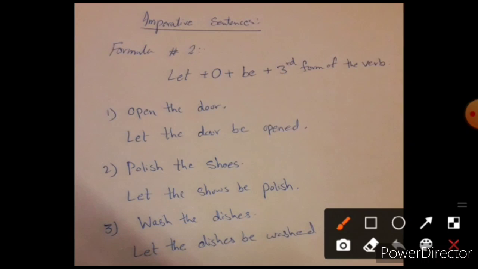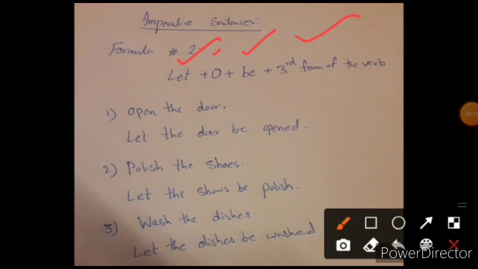Imperative sentences are those sentences in which you give a command or you make a request. I have written sentences which only have a command, so that you should understand this quite clearly. That's why I have not used the request ones, but inshallah in an upcoming video I will also explain that. So formula number 2 is that you're going to use let over here, and then after that you're going to have the object, and after that you're going to have be, the original form of be, and now we have the third form of the verb, and this is it.